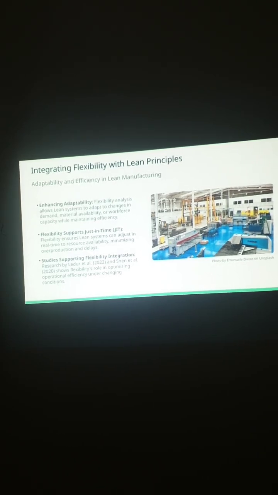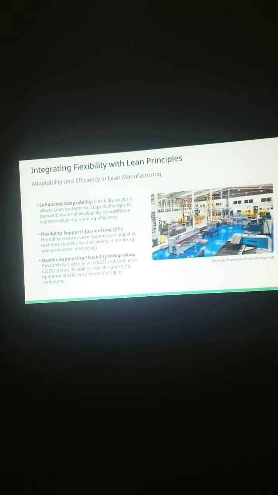Okay, lean principle, enhancing adaptability. Flexibility analysis allows lean system to adapt to changes in demand, material availability, or workforce capacity while maintaining efficiency. Flexibility supports just in time. Okay, flexibility ensures lean system can adjust in real time to resource availability, minimizing overproduction and delay.